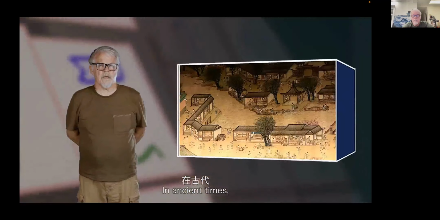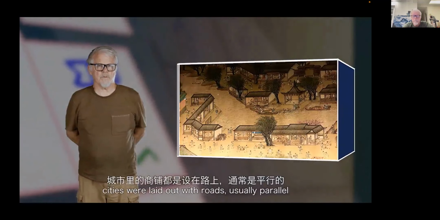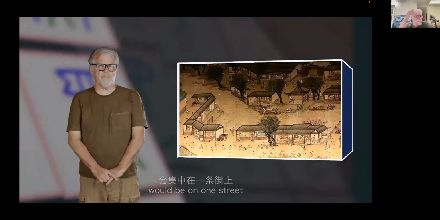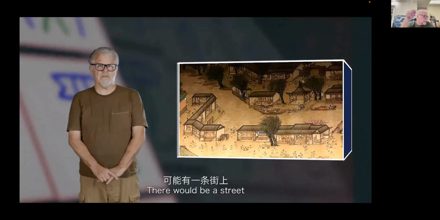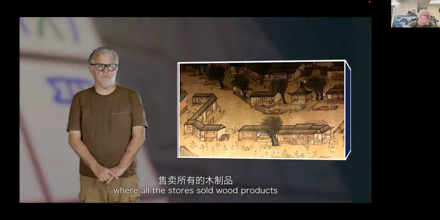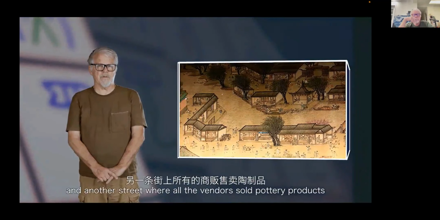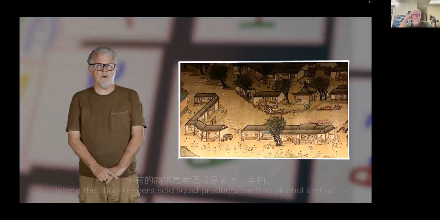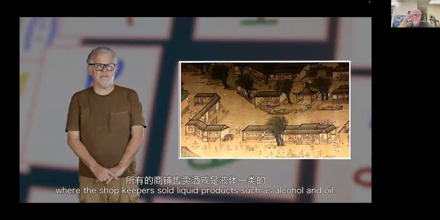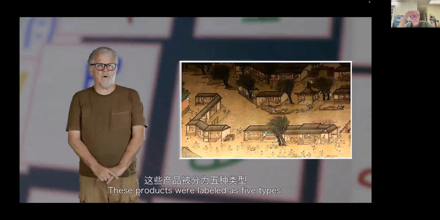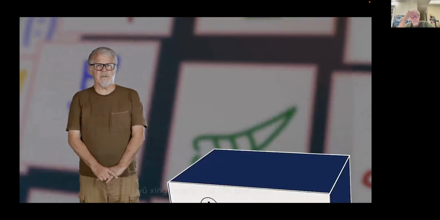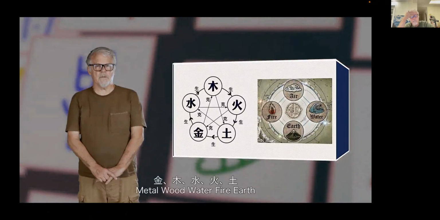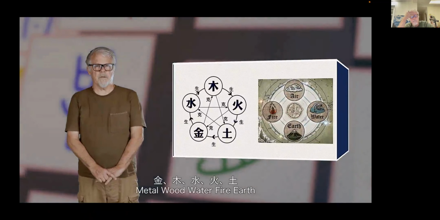In ancient times, cities were laid out with roads, usually parallel. It would happen that all the people selling the same type of wares would be on the same street. There would be a street where all the stores sold wood products, and another street where all the vendors sold pottery products, and yet another street where the shopkeepers sold liquid products such as alcohol and oil. These products were labeled as 5 types. Wu Xing means 5 elements. The Chinese 5 elements are metal, wood, water, fire, and earth.